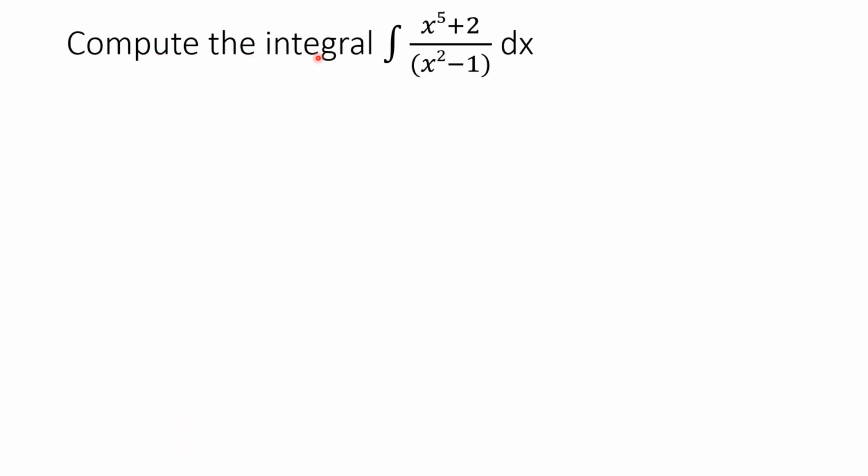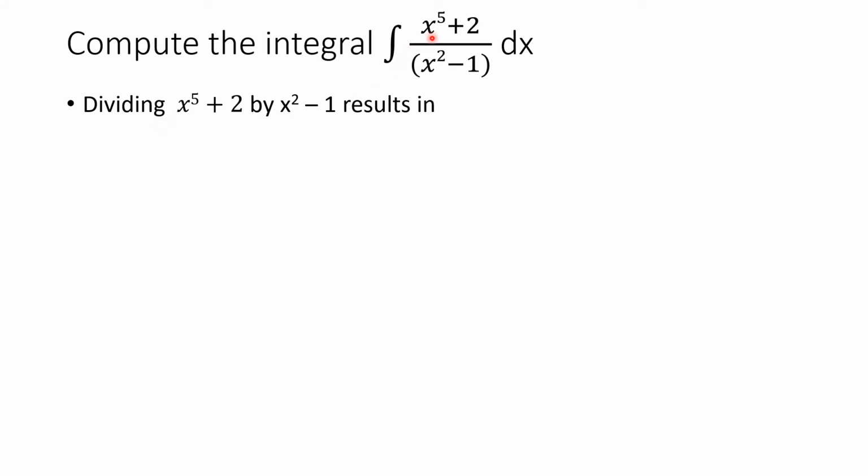Now we have to compute the integral of x to the power 5 plus 2 divided by x squared minus 1 dx. And this is a little bit difficult, so we have to do the division. We cannot just factor out the denominator. That would be a long way, and we may not even get there. So let's just go ahead and do division.